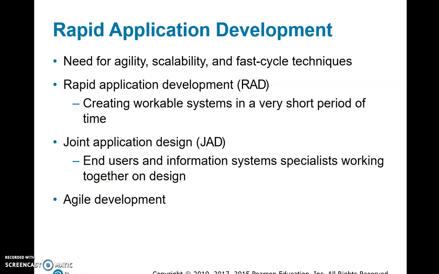We also have something called RAD, which is Rapid Application Development. Rapid application development goes for agility, scalability, and fast cycle techniques. So what happens is this. In an organization, when you are in need of software, you want to make sure that it is scalable, which means if I have software for 100 people now, and then my company expands to 1,000 people, I should be able to use the same software.